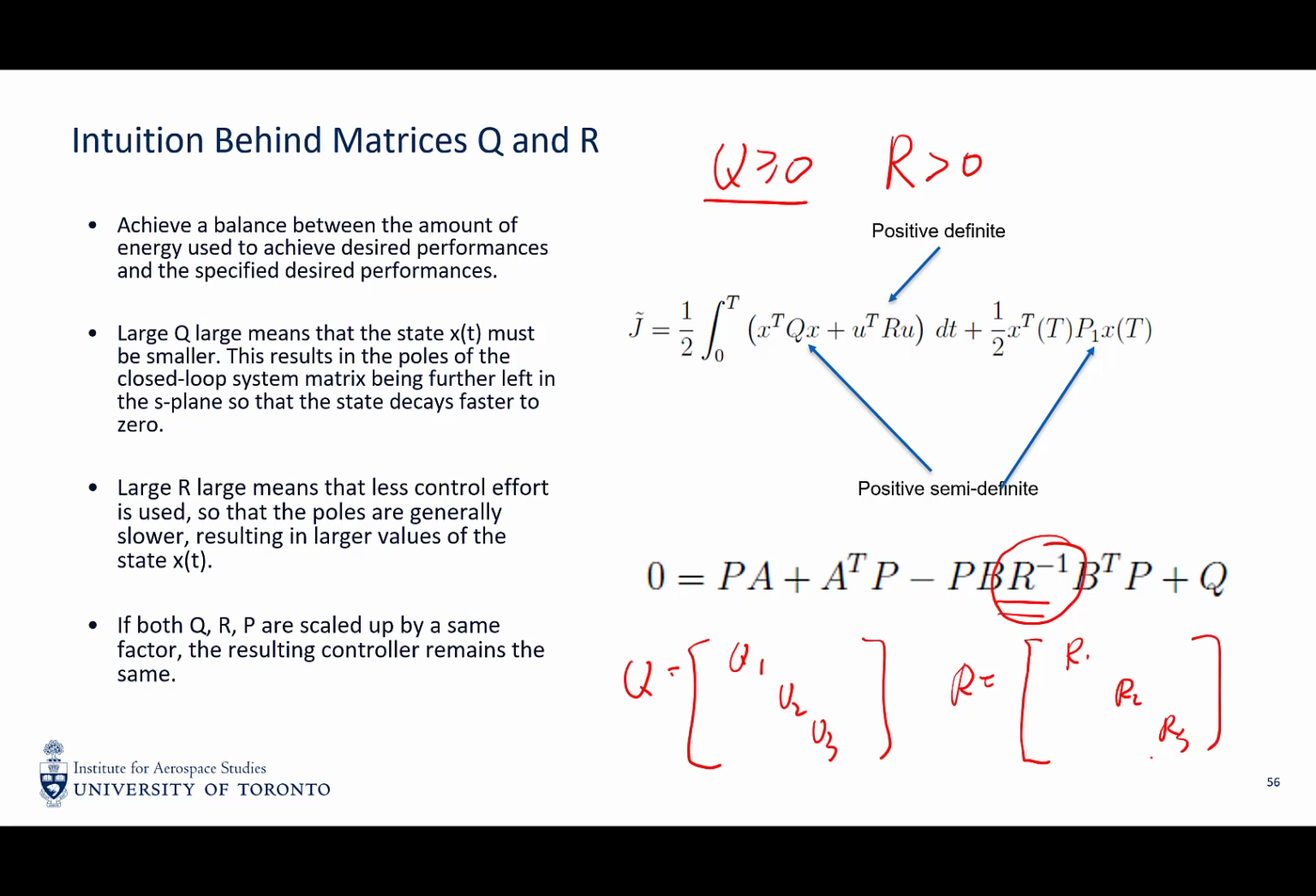But one important thing is that if you scale up both Q and R by the same scalar, the performance will be the same, right? Because what you do here is only to add a scalar on the total objective function, without varying where the objective function is minimized. So increasing both Q and R by the same factor will not change performance.